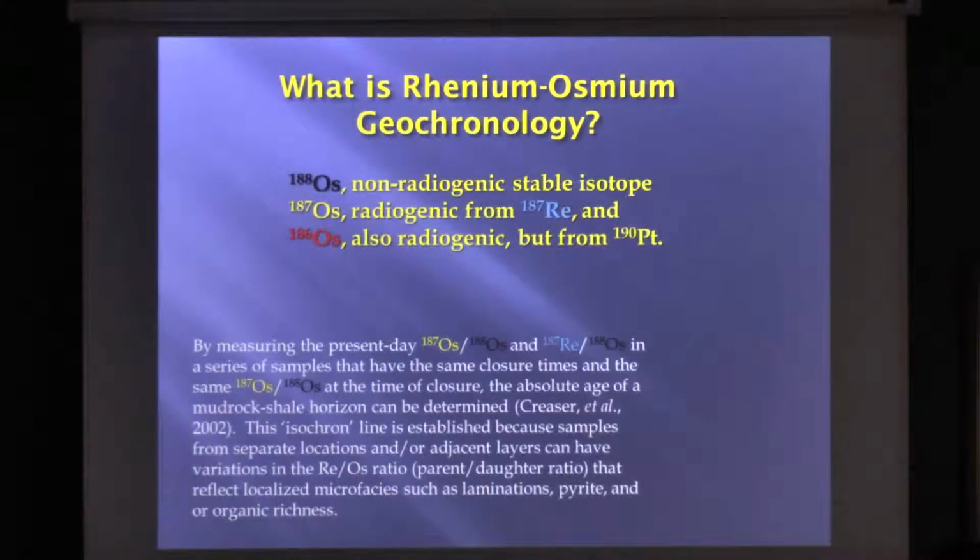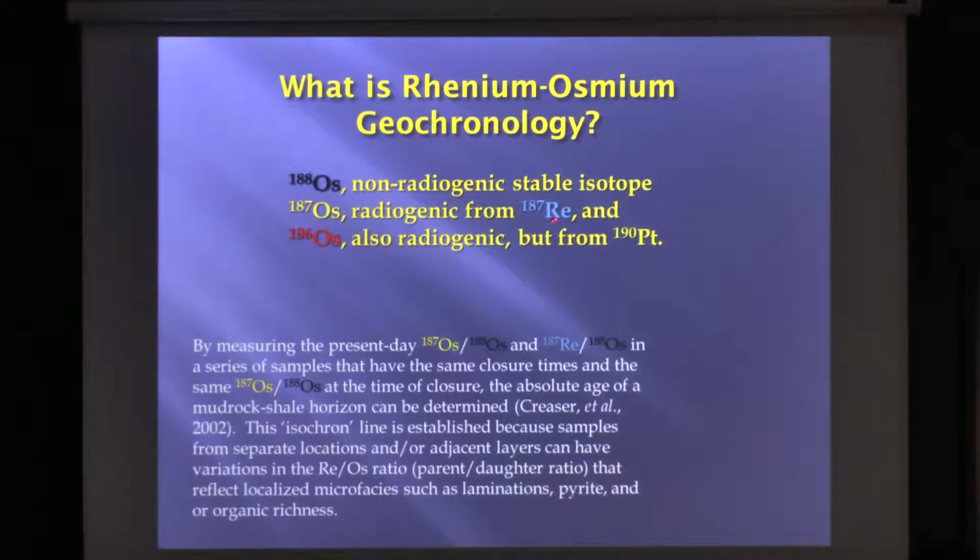All right, what is rhenium-osmium geochronology? Let's go through the isotopes here. Osmium-188 is found in the Earth's crust in parts per million. It's non-radiogenic, a stable isotope. It's always there. And then there's radiogenic osmium-187 derived from rhenium-187.